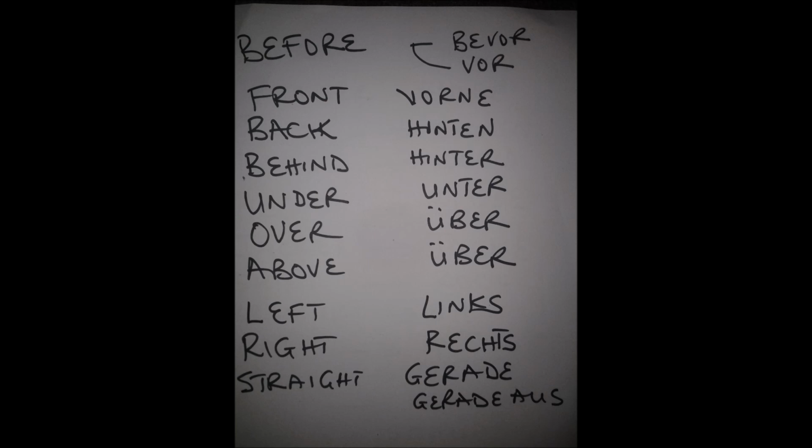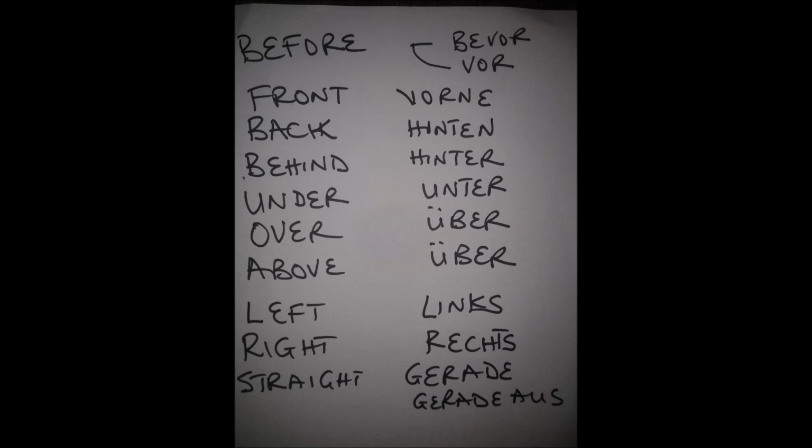You say, wo bist du? Where are you? Vorne meinem Haus. That is in front of my house. Back is hinten. Wo bist du? Hinter dir. That is behind you. Behind is almost the same thing, hinter. Hinter dir, behind you. Back, where are you? Hinten. Then house. That is behind, at the back of your house.